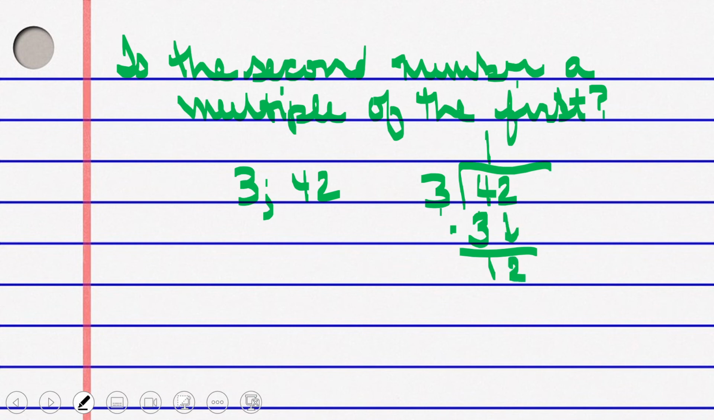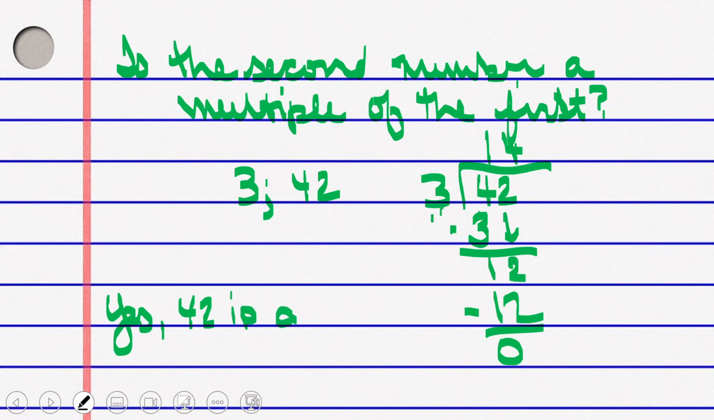Bring down our 2. 3 into 12 is 4. 4 times 3 is 12. 12 minus 12 is 0. There's a 0 remainder. And we would say yes, 42 is a multiple of 3, because when you get to 3 times 14, that would be 42.